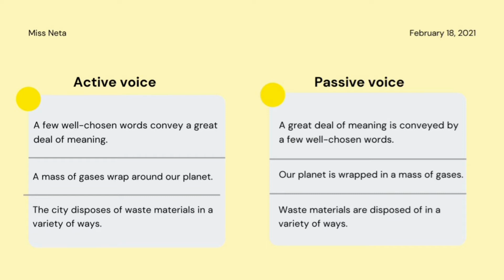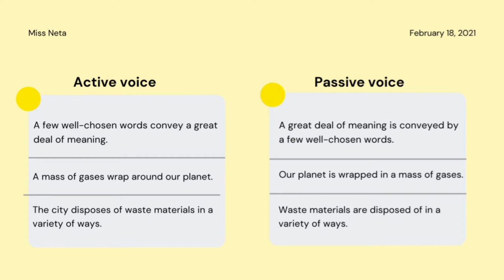Next, a mass of gases wrapped around our planet. And our planet is wrapped in a mass of gases. Now you can see it more clearly that the verb is turned into past participle. We will talk about this later. Now the last one is: the city disposes of waste materials in a variety of ways, and waste materials are disposed of in a variety of ways.